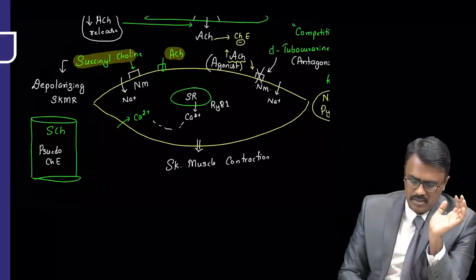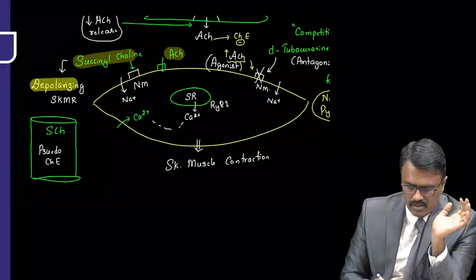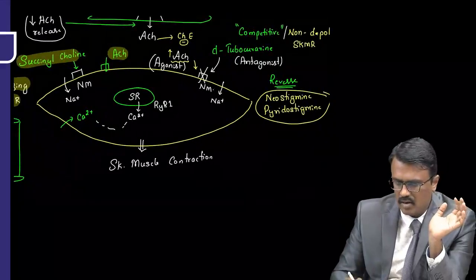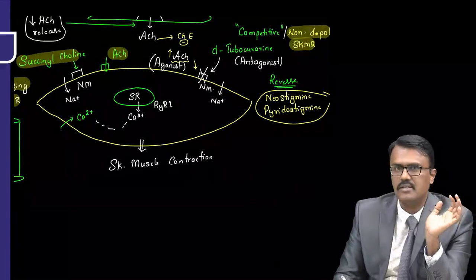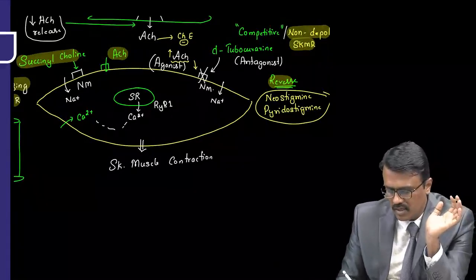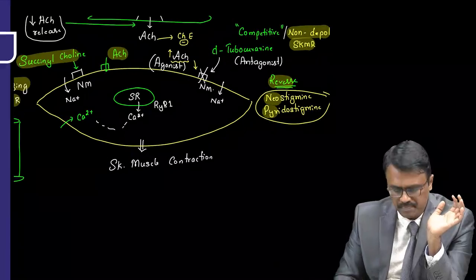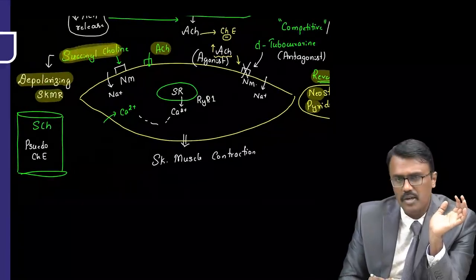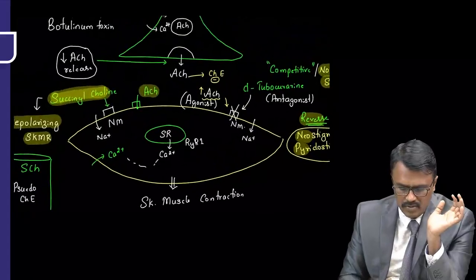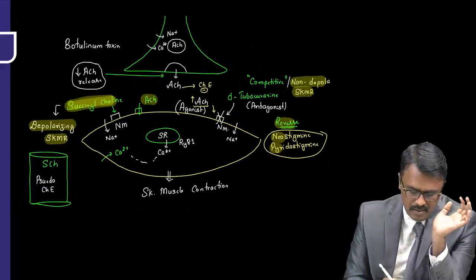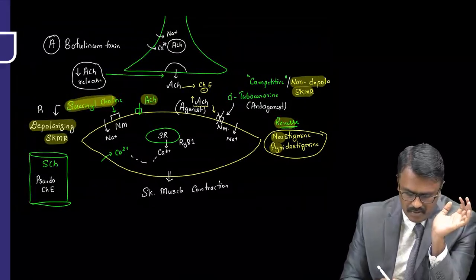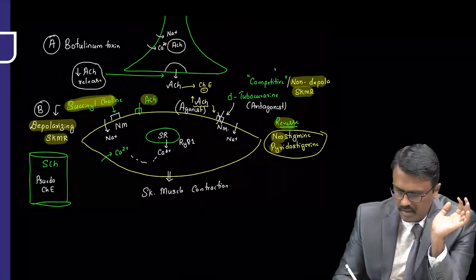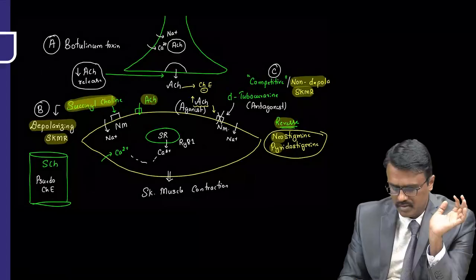So we understood the differences between depolarizing and non-depolarizing skeletal muscle relaxants. And you can reverse D-tubocurarine by neostigmine, pyridostigmine, but you cannot reverse succinylcholine. So we have three targets. Number one, the botulinum toxin. Number two, succinylcholine. Number three, the D-tubocurarine group of drugs.